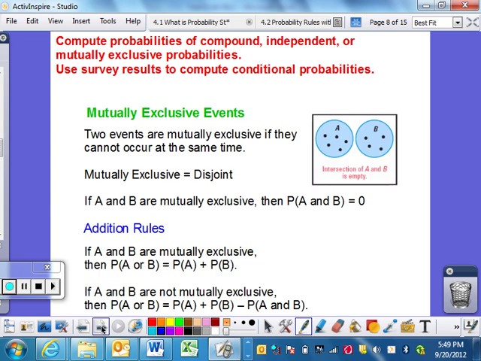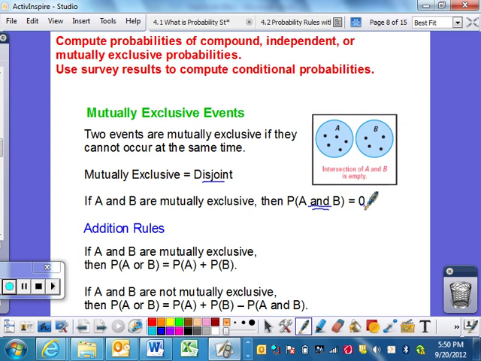So let's talk about mutually exclusive. Two events are mutually exclusive if they cannot, I repeat, cannot occur at the same time. We also call this disjoint. So basically the probability of A and B, if they are disjoint, since there's no intersection, has to be 0. It can't happen.